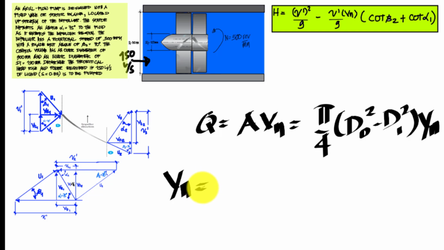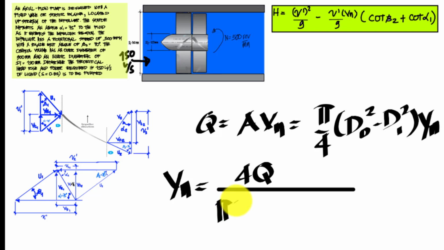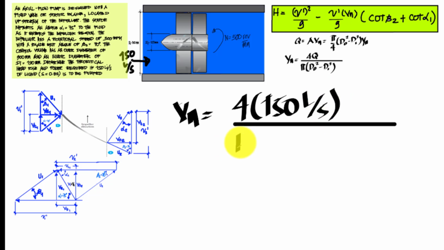So rewriting your equations here, I have my normal velocity, that will be 4 times the volume flow rate. We have here the pi, no? That we multiply by the outside diameter squared minus your inside diameter squared. So my normal velocity now, substituting the values, will be 4 times the volume flow rate, which is 150 liters per second, and this is divided by pi, and close bracket natin to.